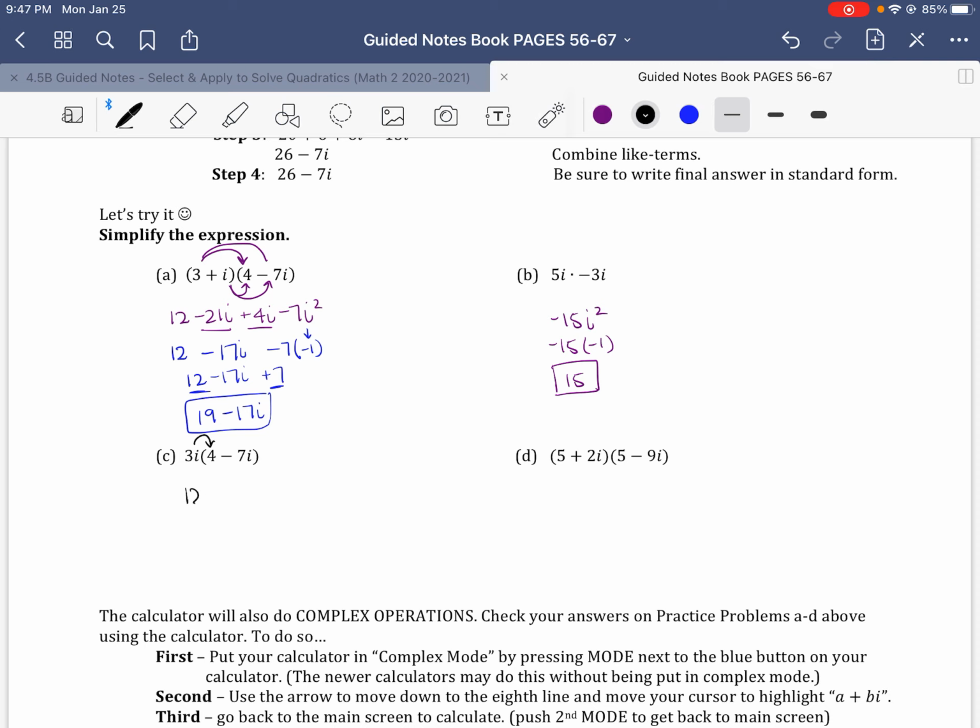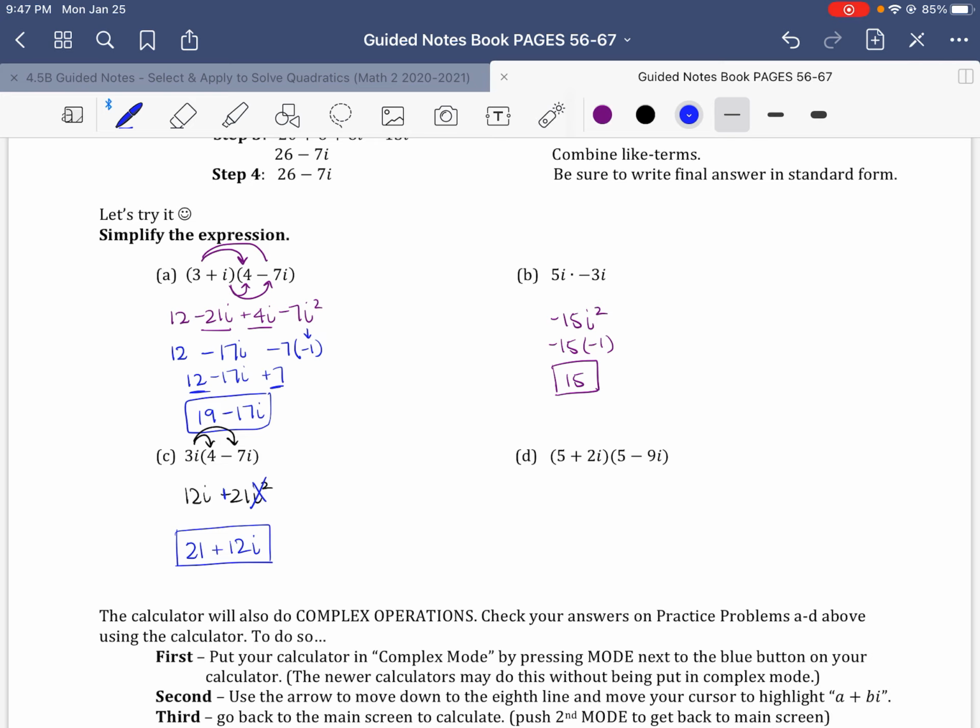If I'm distributing here, again, I get 12i. I multiply 3i times negative 7i, and I get negative 21i squared. Again, that i squared is equal to negative 1, so that really is just going to change the sign of that 21 when I simplify. So I could write it as 21, because we like to write the real part first in standard form, plus the 12i that was already there.